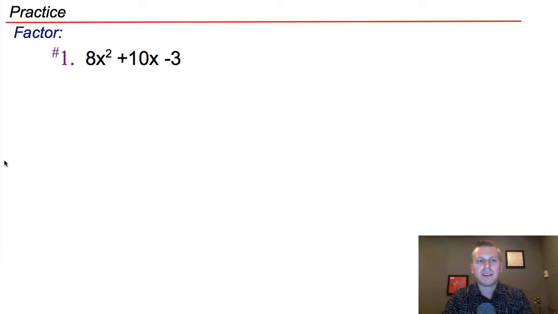First step is I need to find two numbers that multiply to a times c. 8 times negative 3 is negative 24, and then those same numbers have to add to 10. Well, if they multiply to a negative, it needs to be one positive and one negative. Looks like this pair will be 12 and negative 2.